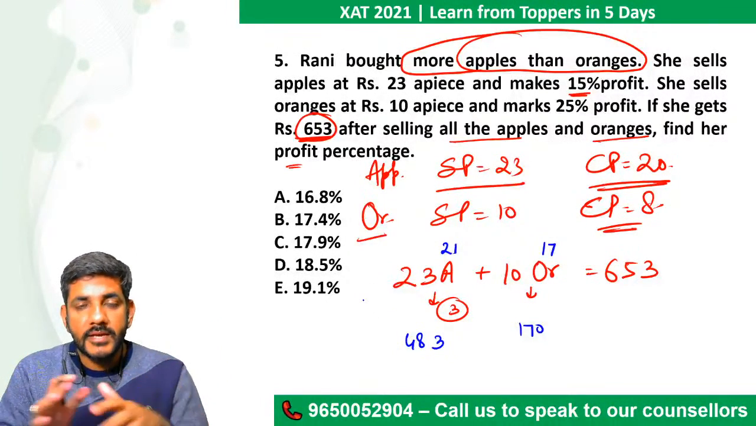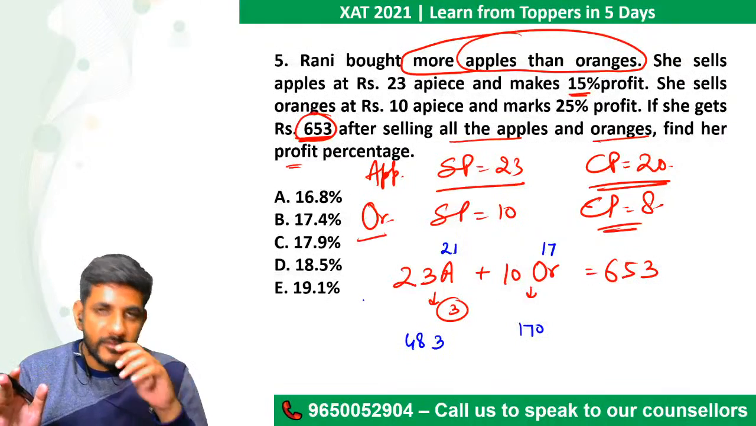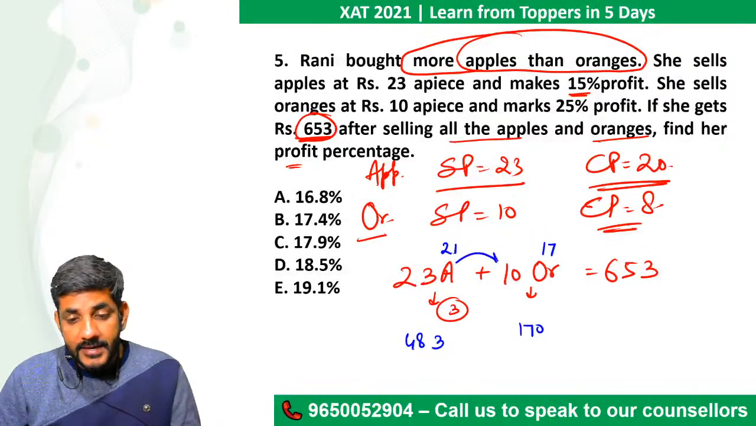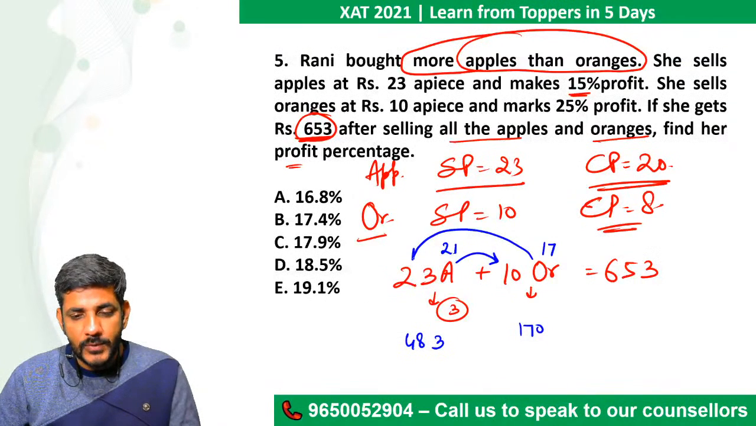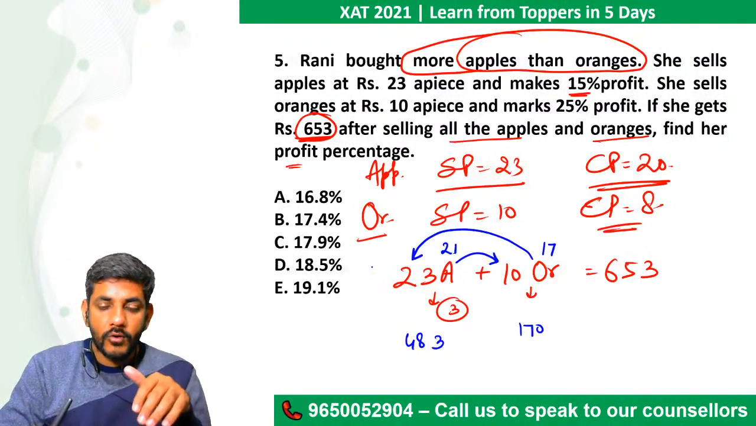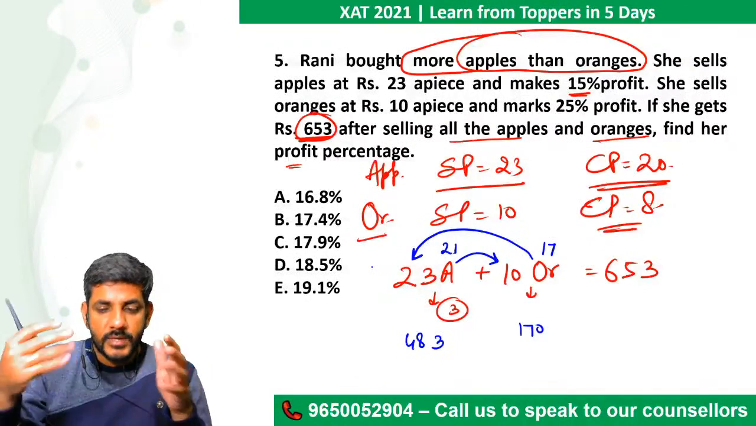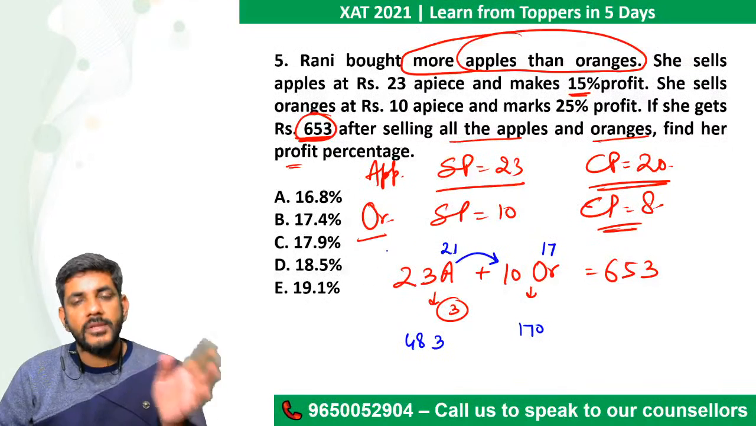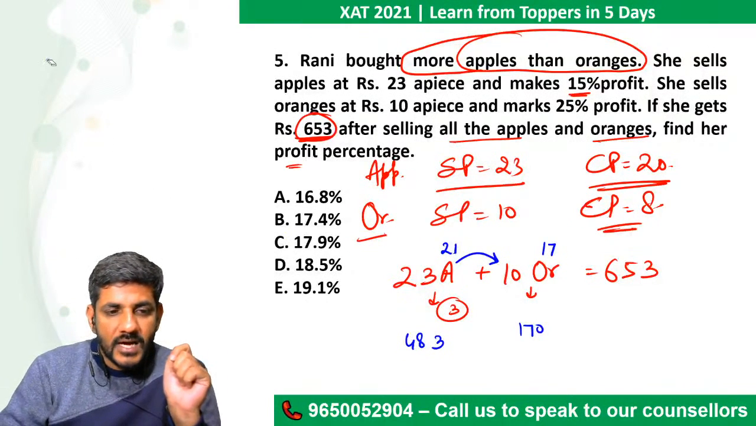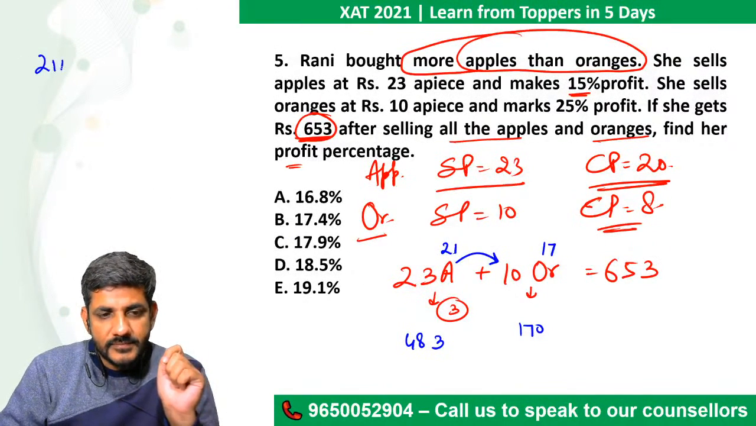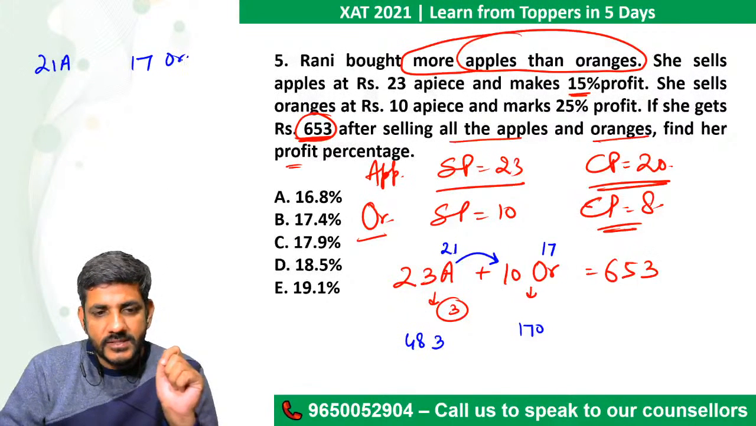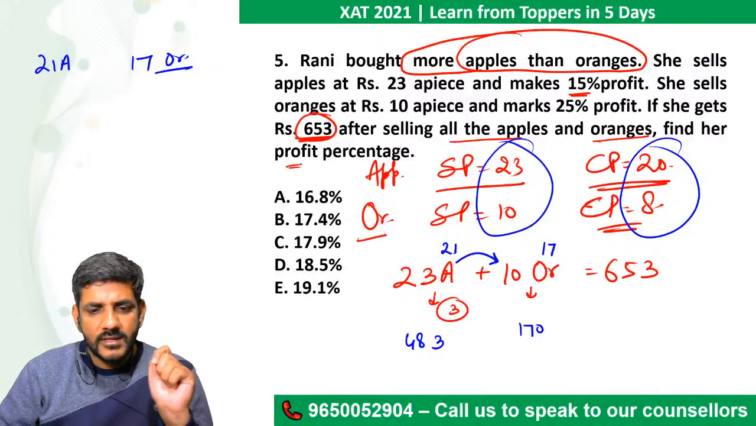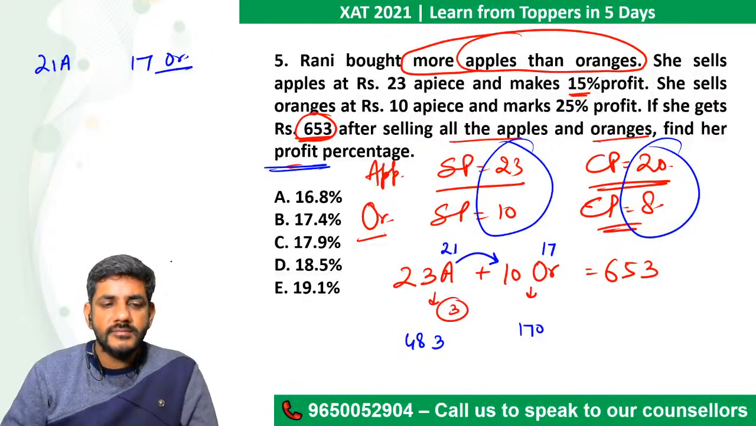I hope you remember in the case of linear equations, the value of one variable changes by the other. So the value of A will change by 10, the value of oranges will change by 23. So 17 now, when it is further decreased by 23, it will be negative. So there cannot be any other solution. This is the only solution when apples are more than oranges. So now I have sold 21 apples. I have sold 17 oranges. I have their cost prices. I have their selling prices. Can't I calculate the profit percentage?